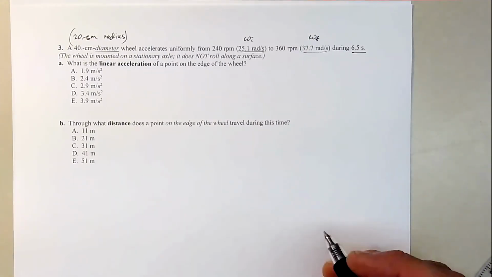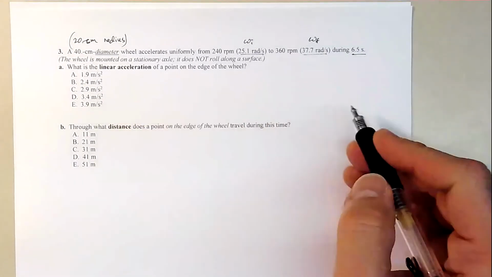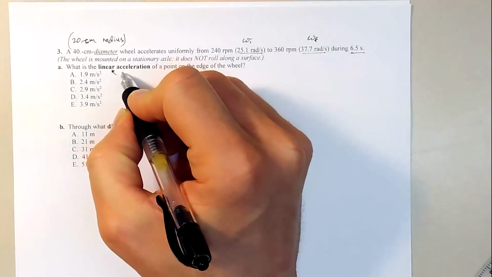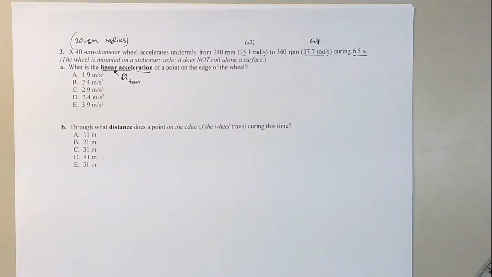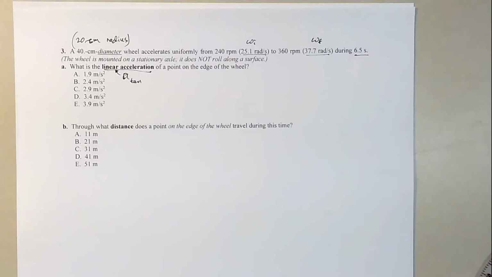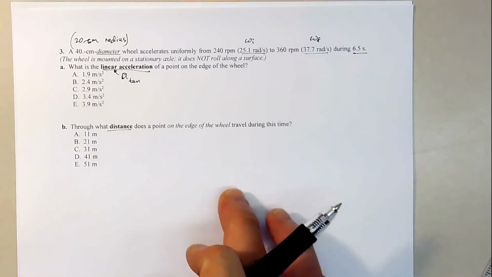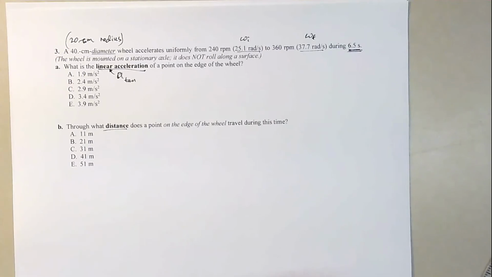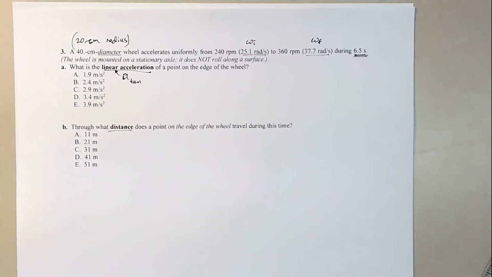So I ask a couple of questions, okay? While that spin up occurs, what is the linear acceleration of a point on the edge of the wheel? So now this is going to be the tangential acceleration that we're asking for right here, right? I'm not asking for that centripetal acceleration or radial acceleration, right? And through what total distance in space does a point on the edge of the wheel travel during those 6.5 seconds? Okay. All right, so let's go ahead and take a look at part A first.